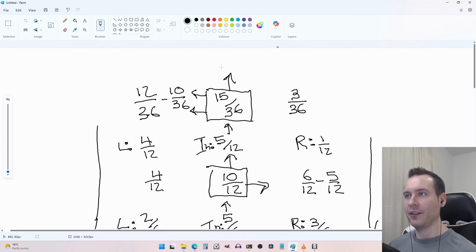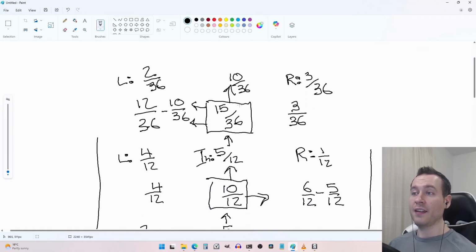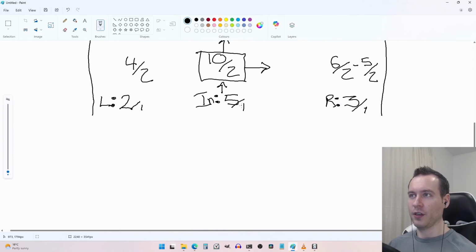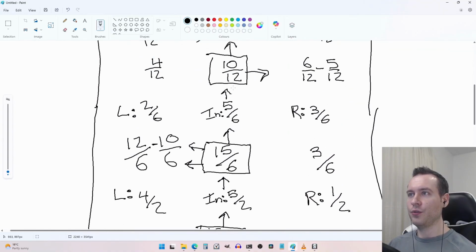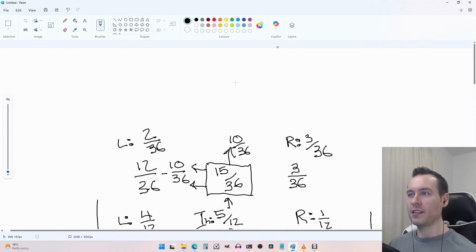And the remaining third will go to the next layer. The new left value will be 12 minus 10, which is 2 over 36, and then we'll carry that R up, 3 over 36. So let's have a look back at what we've done so far. We've gone through 1, 2, 3, 4 splitters.